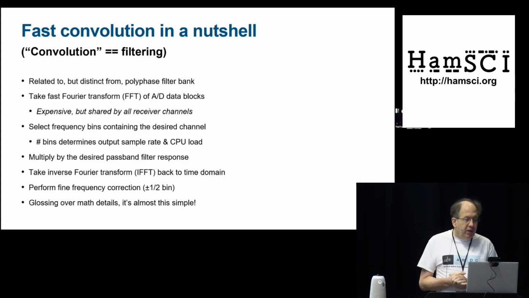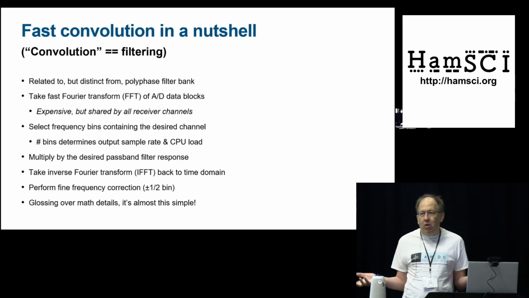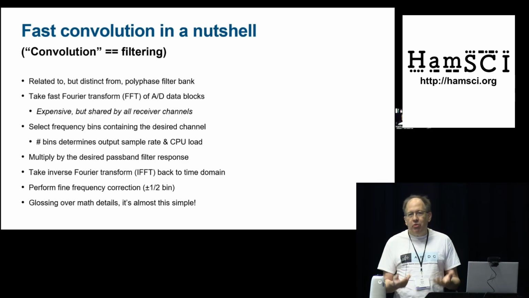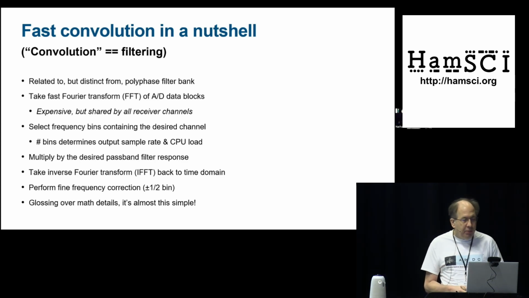So the way it works is you take all this input data, you throw it into a fast Fourier transform, and I probably don't have to explain what an FFT is. It's probably the most important numerical algorithm of all time, in my opinion, many other people's opinion too. But anyway, it's an expensive operation, but you can share that among all the channels. This is why it's easy once you get started to handle lots and lots of channels in ka9q-radio.